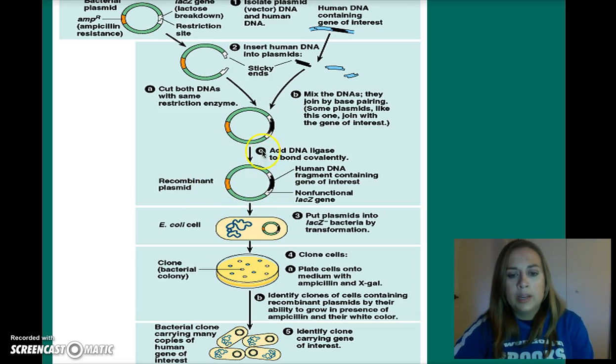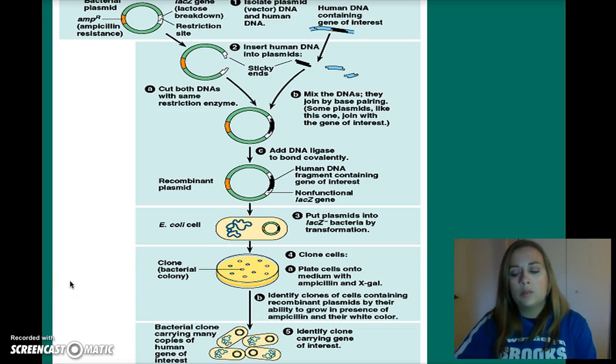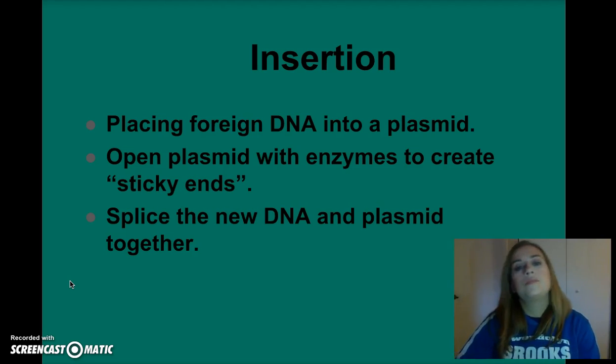Next, you're going to put the plasmids into bacteria through bacterial transformation. Then you're going to let the cells divide, and you are going to end up with lots of bacterial cells that contain the plasmid with the gene of interest. And so now you can try to identify whether or not this was successful and whether or not the gene of interest has made it into the bacteria.